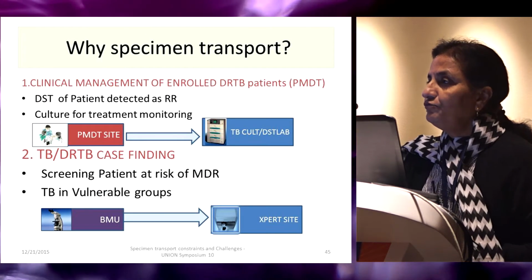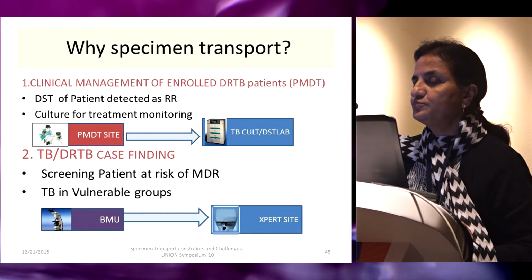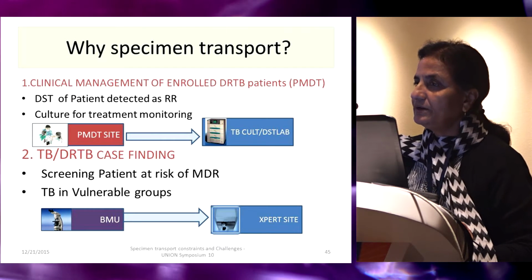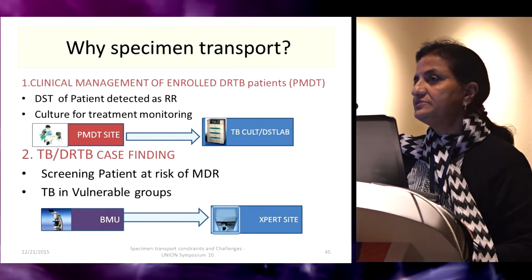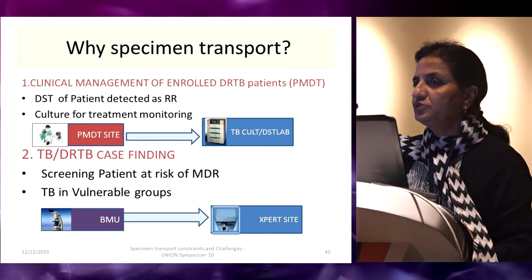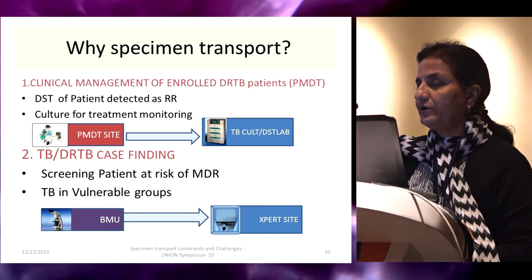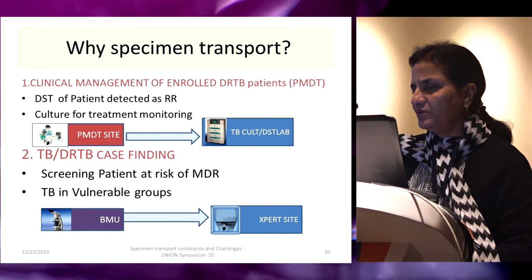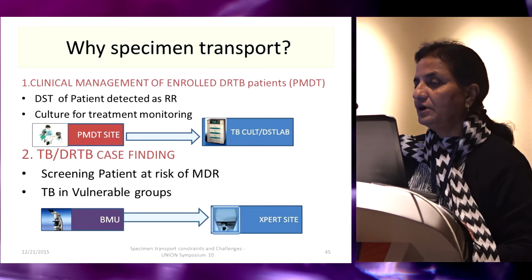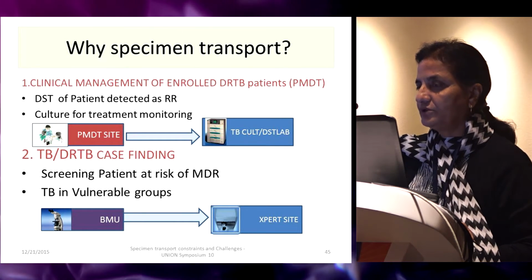So we have two entirely different groups of patients who require specimen transport. One are those enrolled for DRTB treatment, whose specimens need to be shipped for culture and DST. The second group are those at risk of DRTB, whose specimens need to be shipped for Xpert testing, or otherwise they are vulnerable and we need a better, more sensitive diagnostic tool for diagnosing TB.